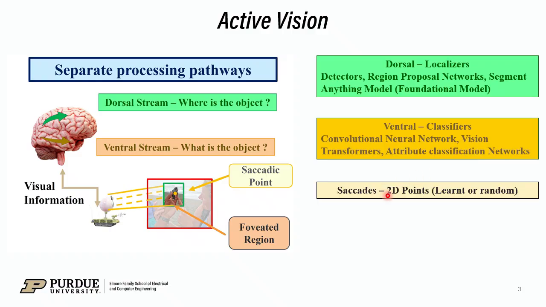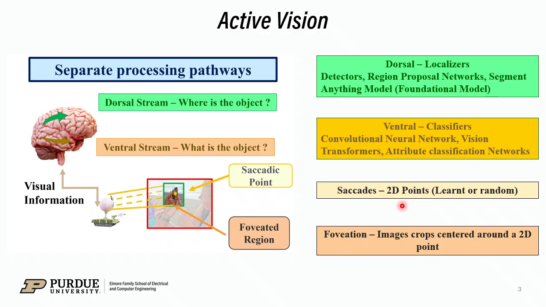Saccades can be 2D points, which give you the midpoints of different bounding boxes. We can learn saccades, or we can start with random saccades in an image and try to see which points are important for our task and which points are not. Foveation is the mechanism through which we actually learn the properties of the object at hand. These are crops centered around a 2D fixation point.